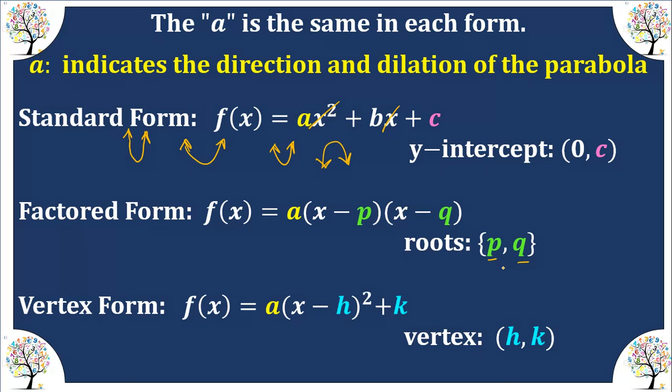Vertex form, and you can tell in the name, provides the vertex. So vertex form, we have h comma k. So the h is your x value of your vertex, and the k value is your y.